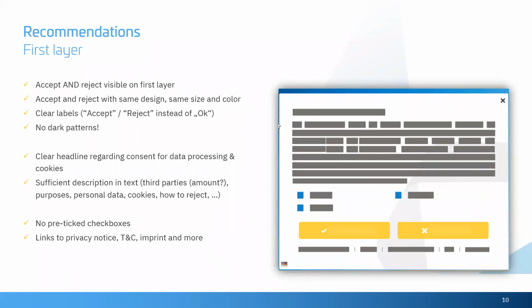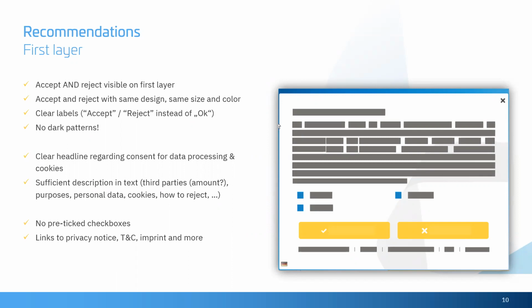As we just learned from the examples before, you should have a clear headline that talks about consent, data processing, cookies. In the text, you should also have a sufficient description. You should tell that it's you and third parties processing the data or setting cookies. Some authorities actually want to have the amount of third parties.